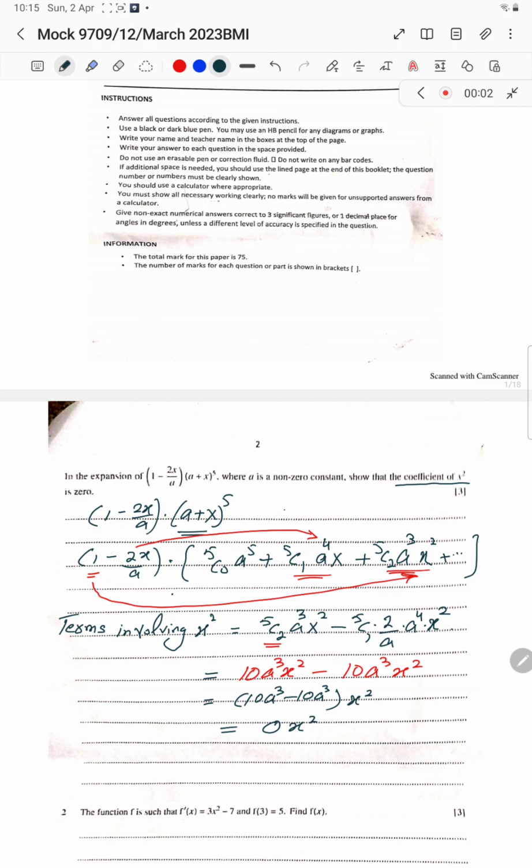Finally, we need to show that the coefficient of x² is 0, as it is clear from here. So we need to finish our answer. Therefore the coefficient of x² is 0, hence proved. You must show this. I hope it is clear to everyone.